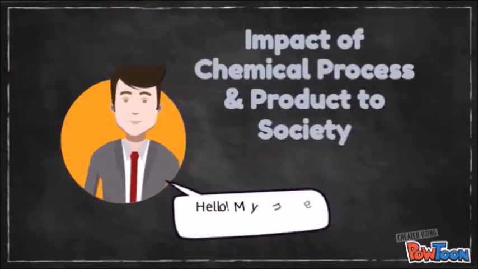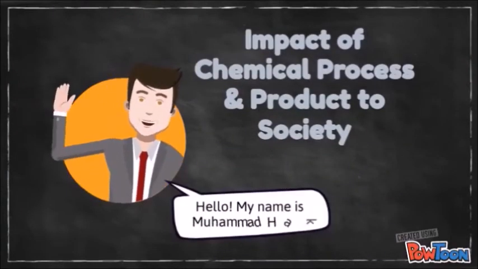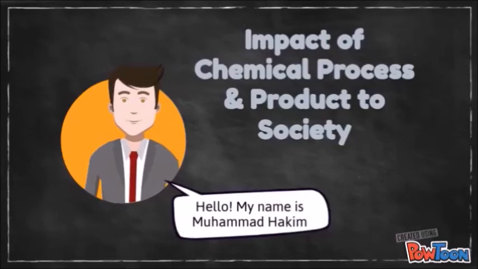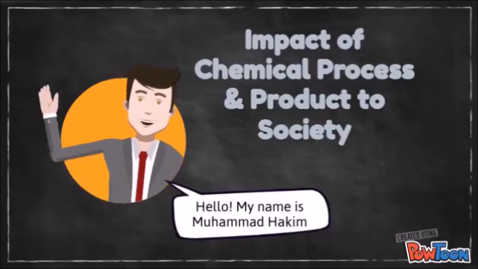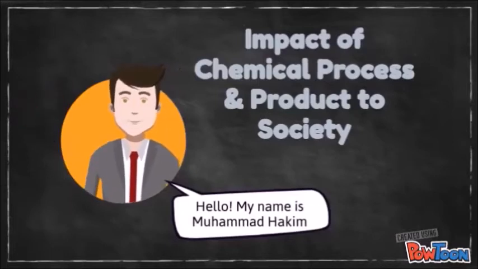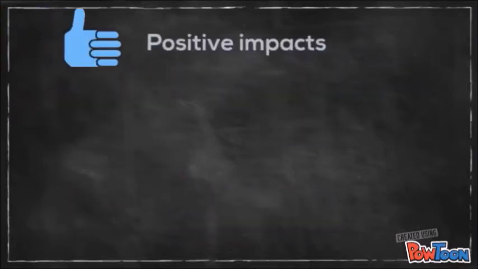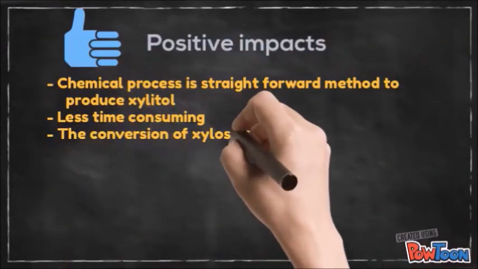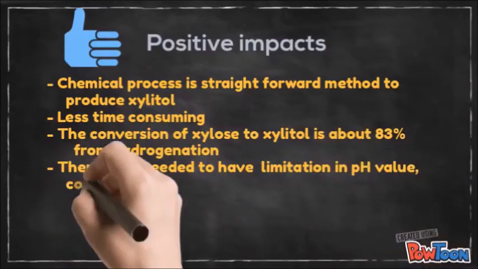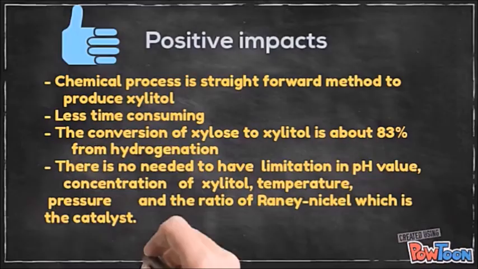Hello, my name is Muhammad Akib Zafri. My matric number is 182200. Okay, now I will present my part, which is the impact of chemical process and product to the society. I would like to start with the positive impacts. Chemical process is a straightforward method to produce xylitol. So we can say that it is less time consuming because it's straightforward.